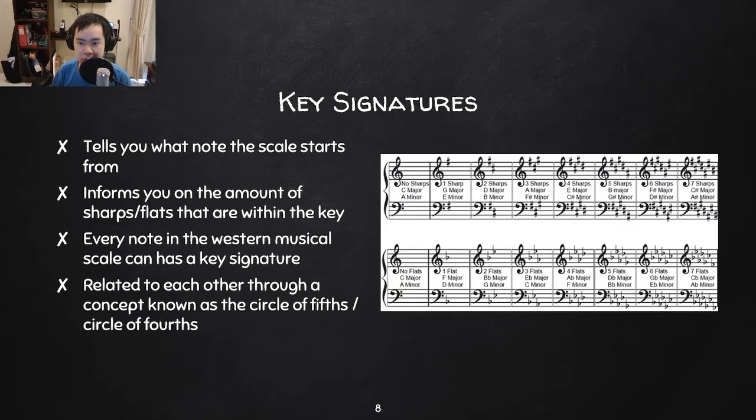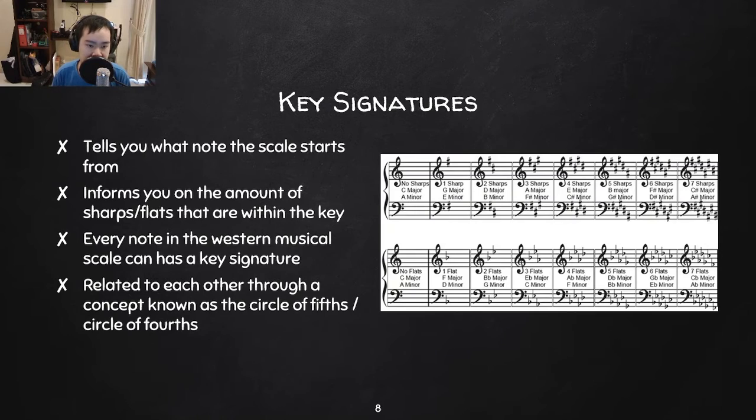And so you can basically take a picture of this if you want to. And these are the names of the keys. So like I said, G major can also be known as E minor. So you can start from E and use the minor scale, and it will have the exact same sharps and flats as G major, right? So it just informs you of the amount of sharps and flats within the key.